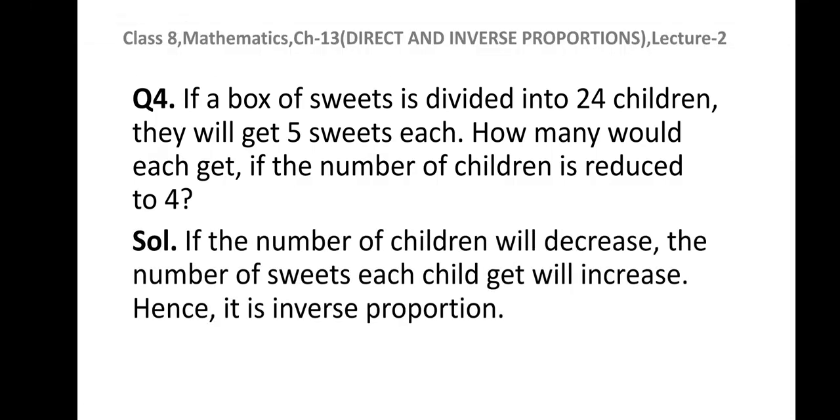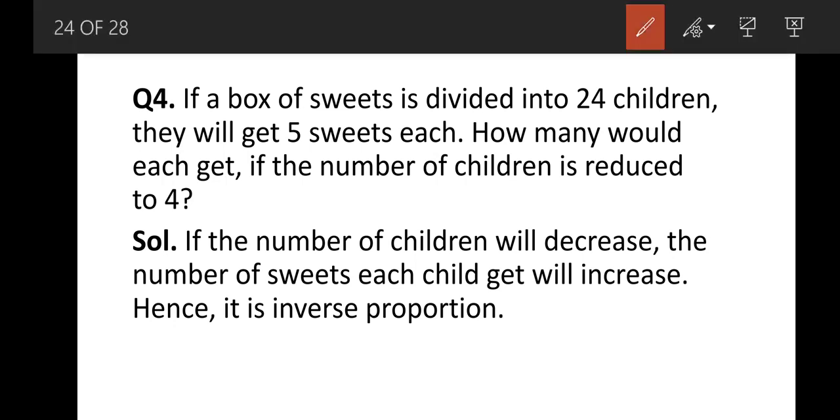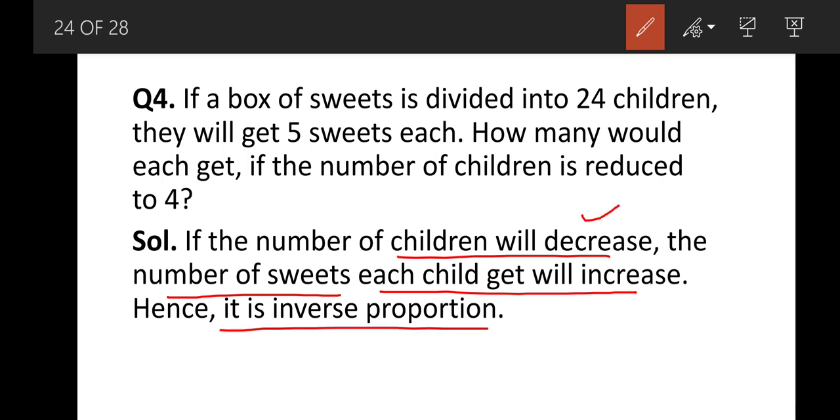First of all you should analyze the question and find out whether it is a case of direct proportion or inverse proportion. Now let us see in this question, if the number of children decreases, the number of sweets each child gets will increase. Obviously, if I have fewer children to distribute the sweets to, then the number of sweets each child will get will increase. So this is a case of inverse proportion, because the number of children is decreasing but the number of sweets will increase.